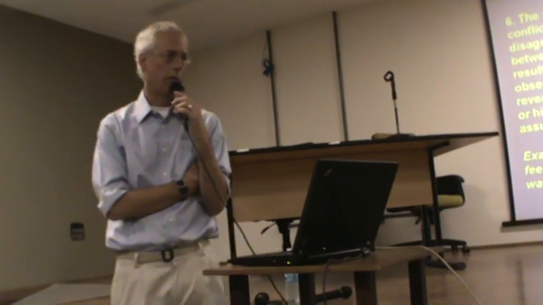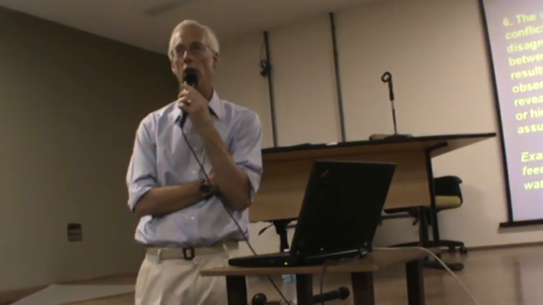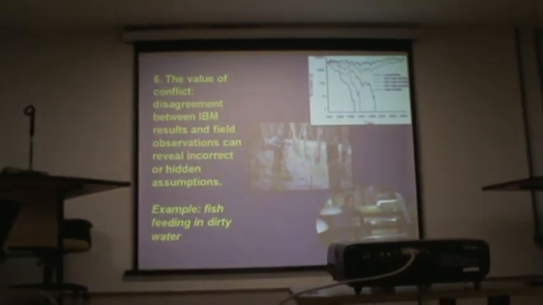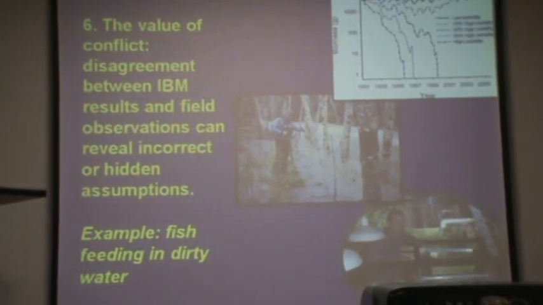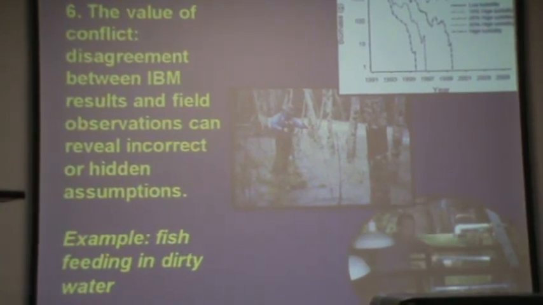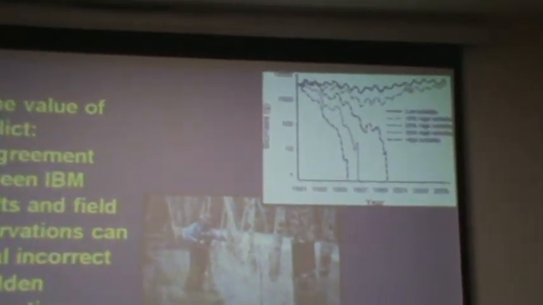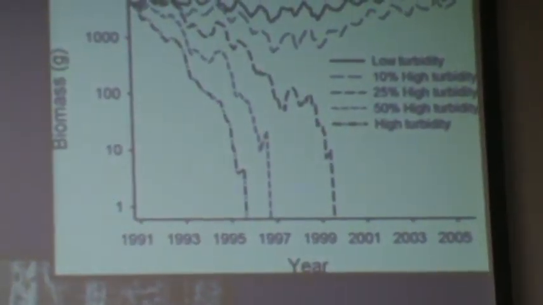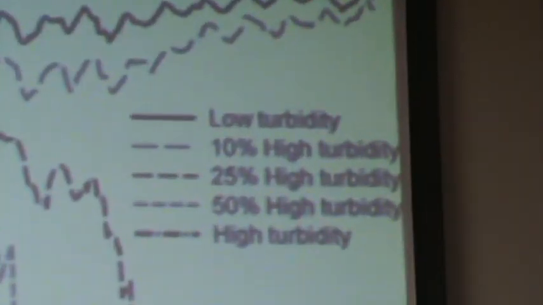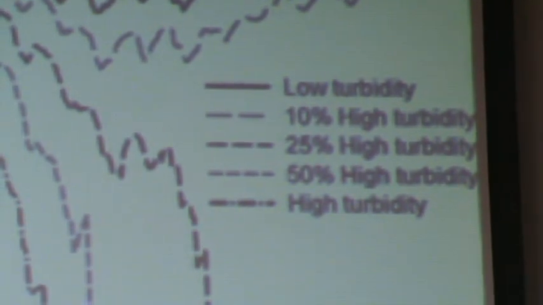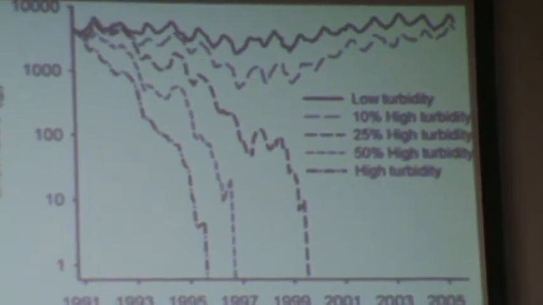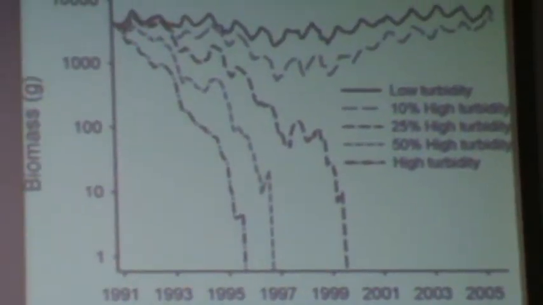And then finally, the value of conflict. What happens when an individual-based model makes predictions that strongly contradict what you see in the field? And this happened to us. We looked at the effect of dirty water, high turbidity. There's very good laboratory data that says that when the water is cloudy or turbid, the fish can't see the food, and so their ability to feed is strongly reduced. And when we simulated that in the model, we got, here's the population with clear water, here's the population with even moderately dirty water, and it just goes extinct after a few years because the fish can't feed.